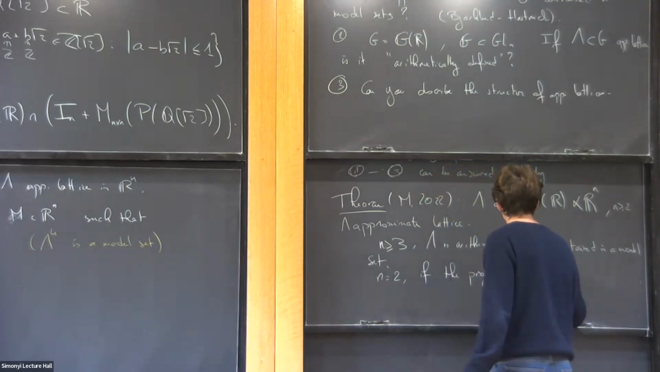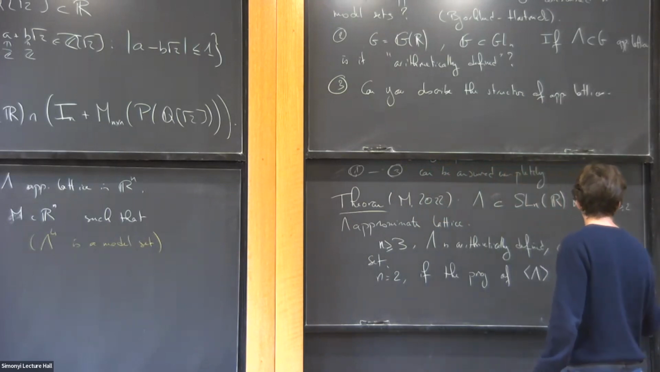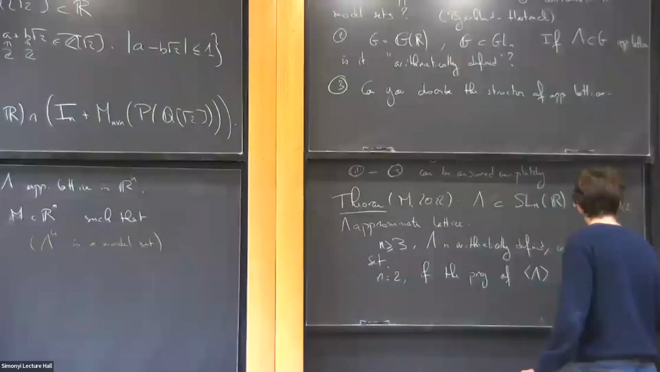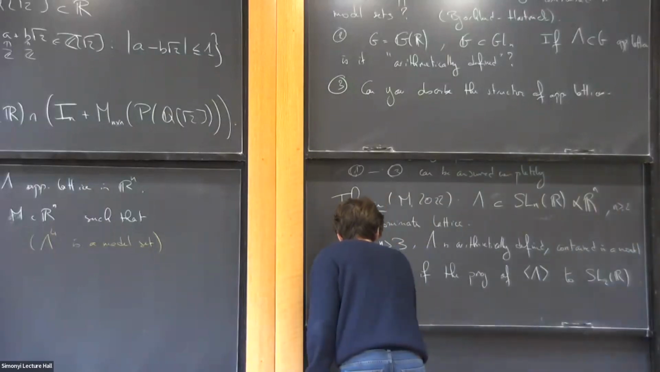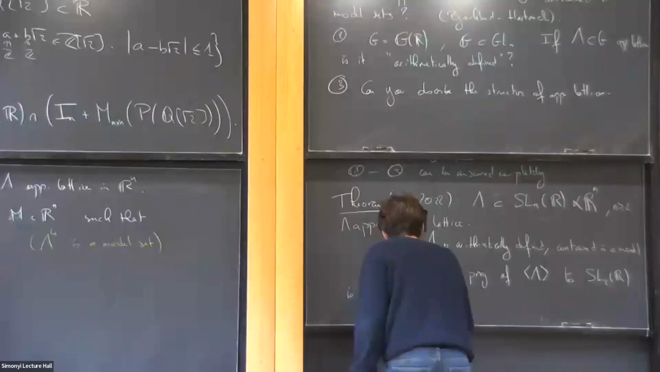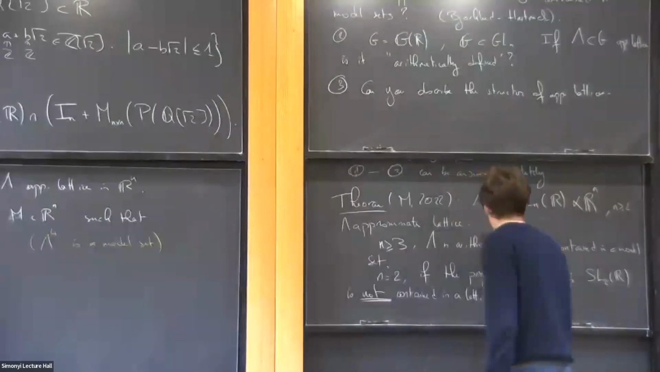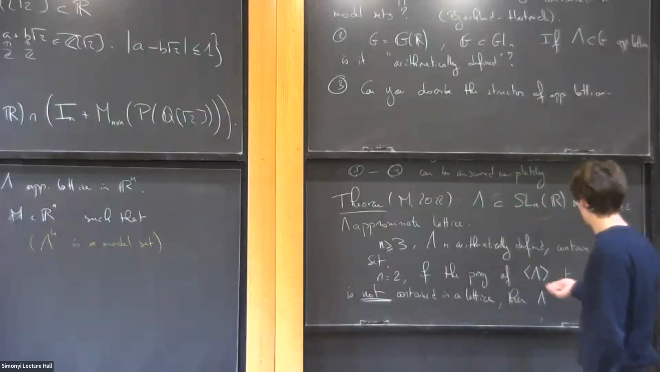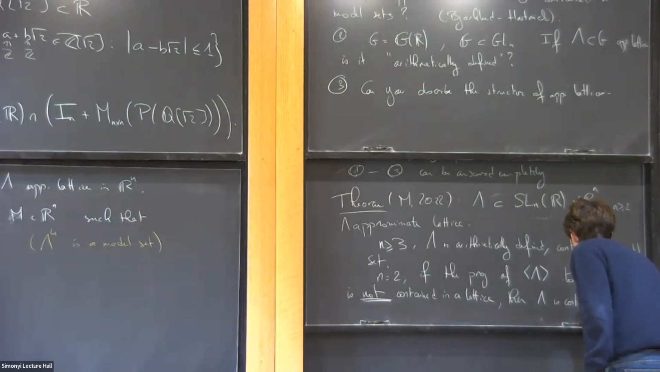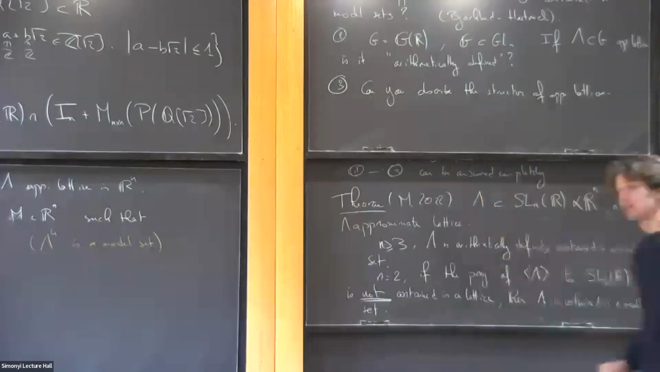Okay, so if the projection of the group generated by lambda to SL2R is not contained in a lattice, then the same is true. Then lambda is arithmetically defined and it's contained in a model set.